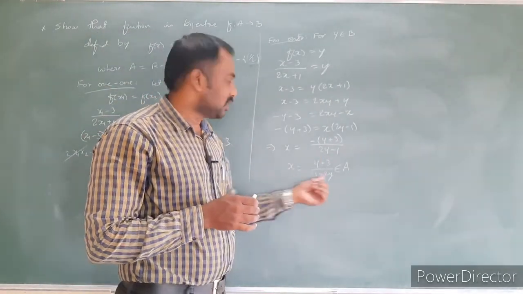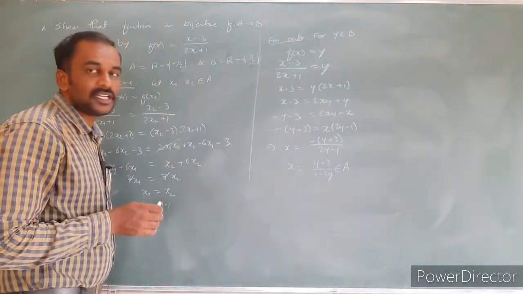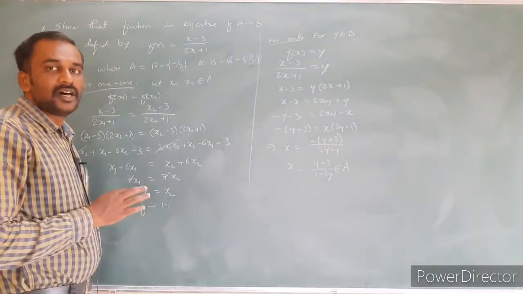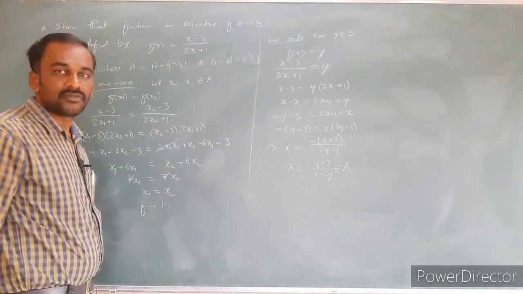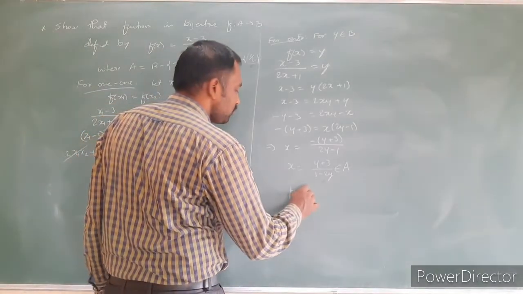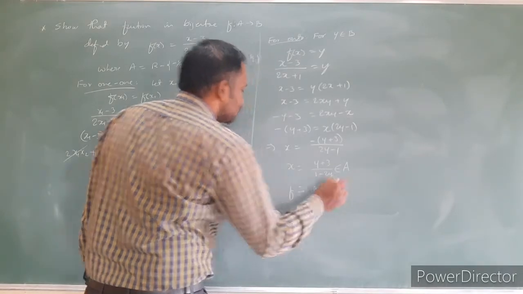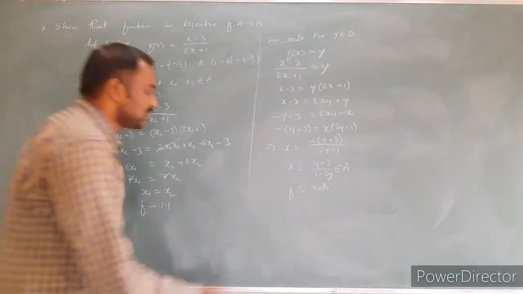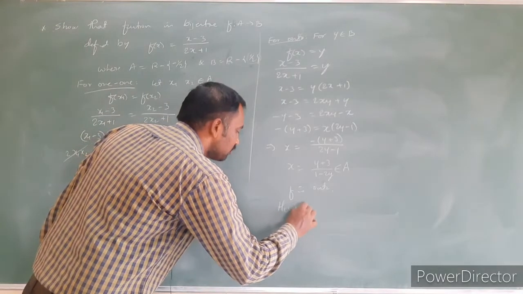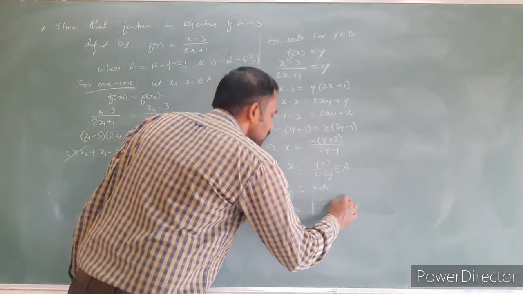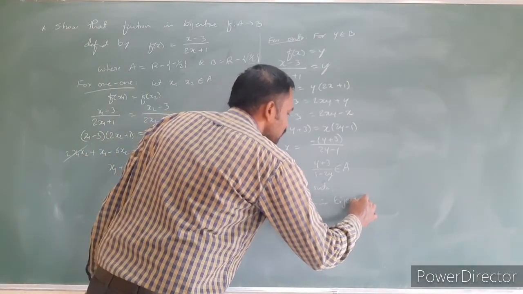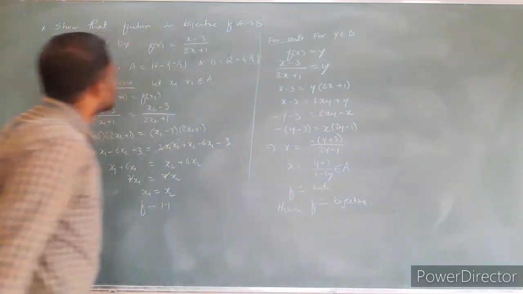simplifying that again gives a real number that is present in the set A, because set A is all the real numbers except minus 1 by 2. Obviously we will get it. So f is onto, we just got it. So f is one-one, f is onto, hence f is bijective. Hence f is a bijective function.